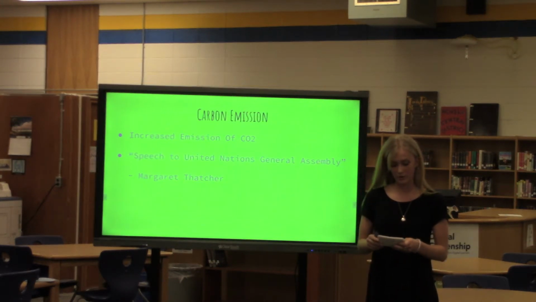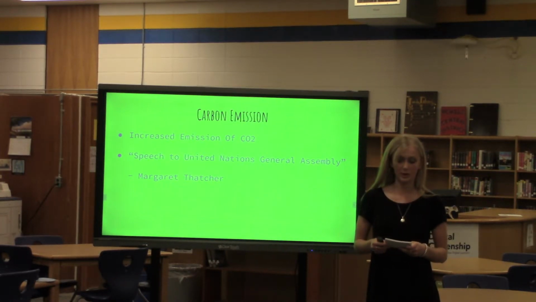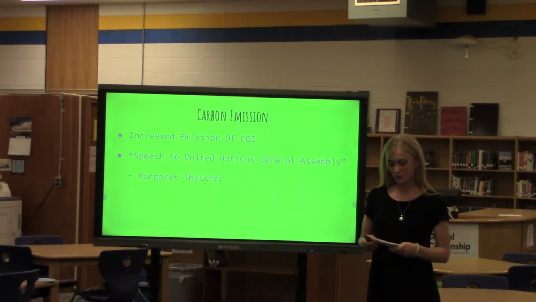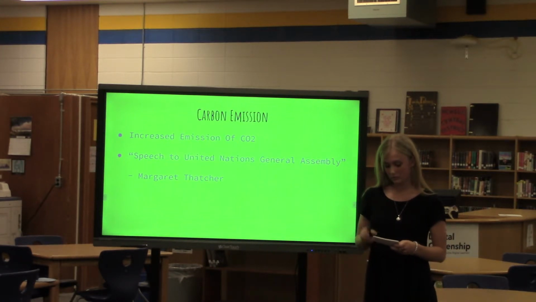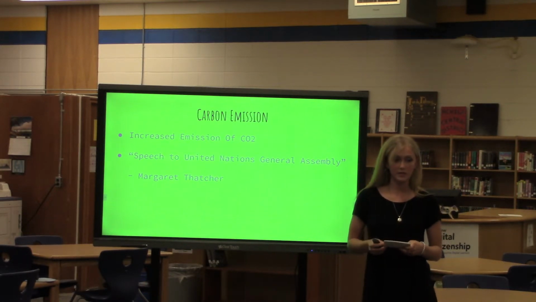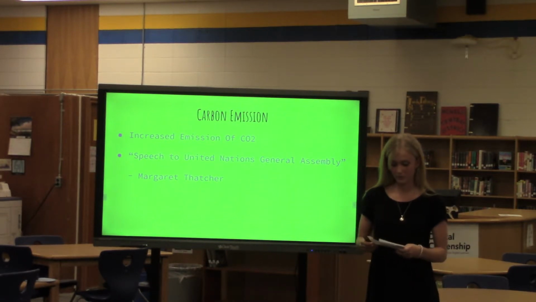When the trees are harvested, there are fewer of them to combat the increasing CO2 in the atmosphere. In the article, Speech to the United Nations General Assembly, Margaret Thatcher states the importance of rainforest trees and their ability to soak up CO2. She also states, in relation to deforestation, that by the year of 2020, we shall have removed around 65% of the forest in the humid tropical zone, or in other words, rainforest.